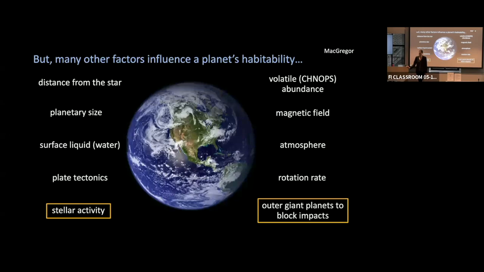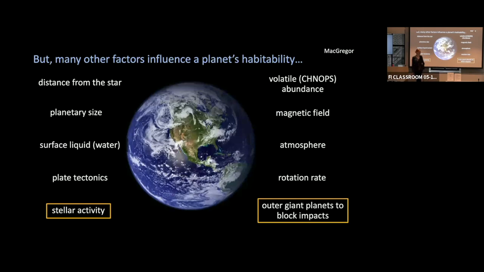Does that help? Well, I'm still asking about the difference between life being able to start on a planet versus life being transported from elsewhere. So I think that's a little bit different. There's a lot of subtlety in that.